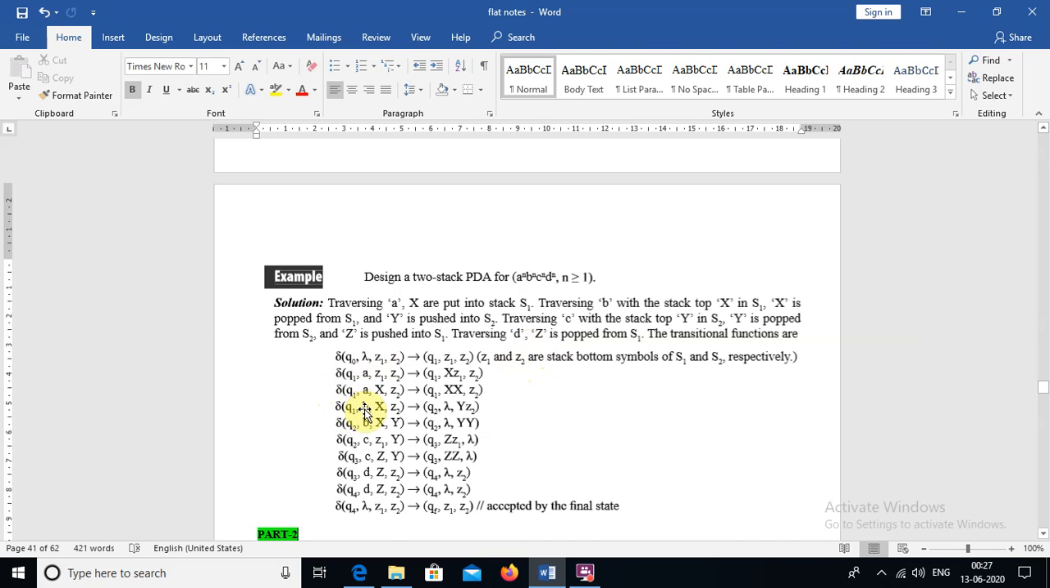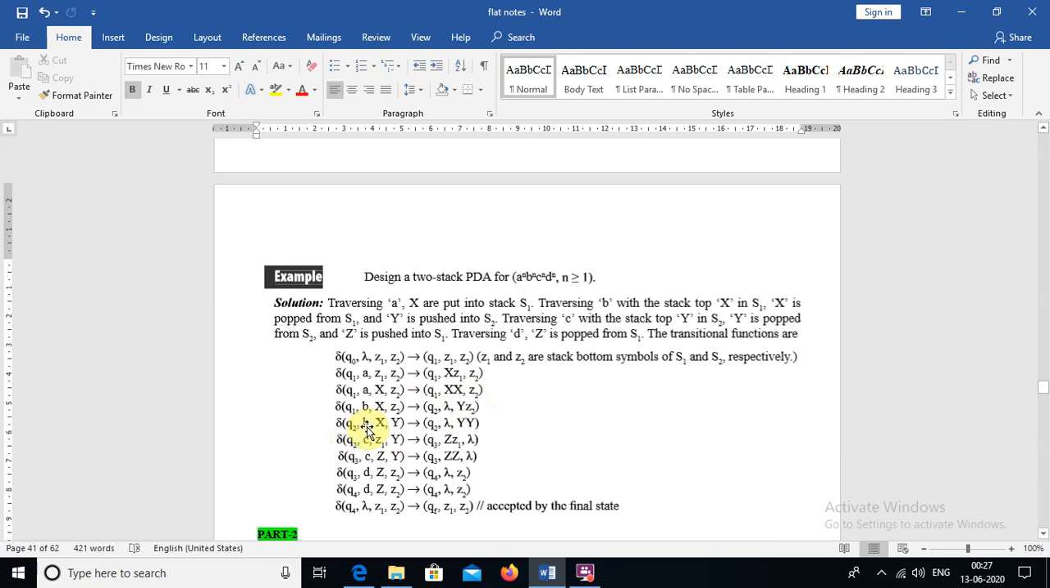You have a new input symbol B, with X on top of stack 1 and Z2 on top of stack 2. What you have to do is change the state to Q2. That means, why? Because the input symbol changed, no? Then you have to push nothing. Lambda means epsilon actually. You have to push nothing into stack 1, but you have to push YZ2 into stack 2. Okay, now we are in the Q2 state.